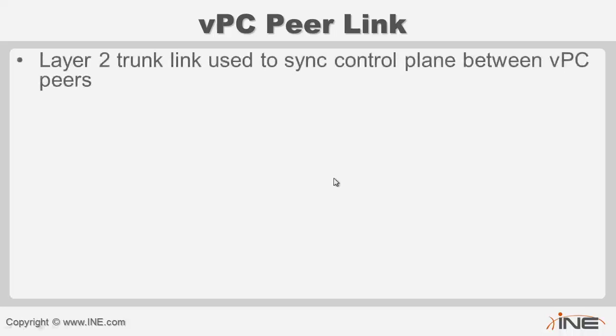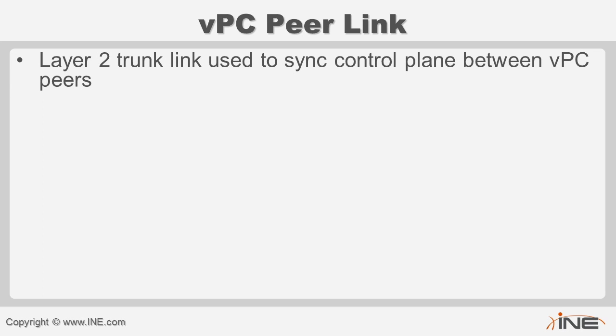Okay, so again, our three major portions of the VPC for each of the peers. We have the peer link, we have the peer keep alive link, and then we have the actual member ports going down to the destinations. Now, the main goal of the first of these three, the peer link, is to synchronize the control plane information between the VPC peers.